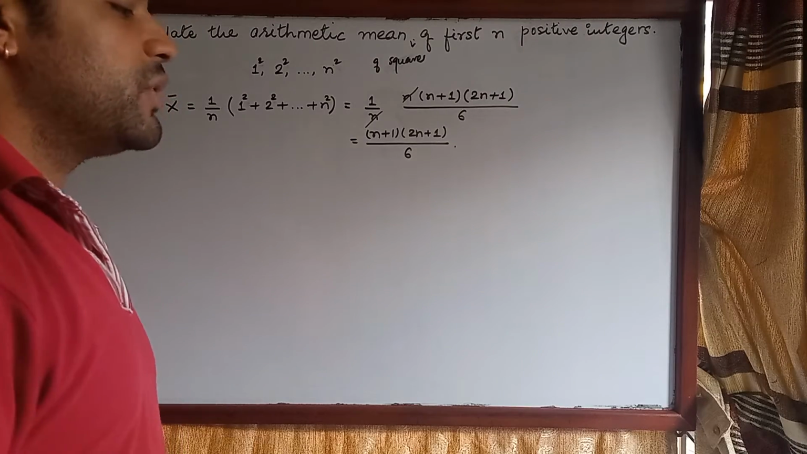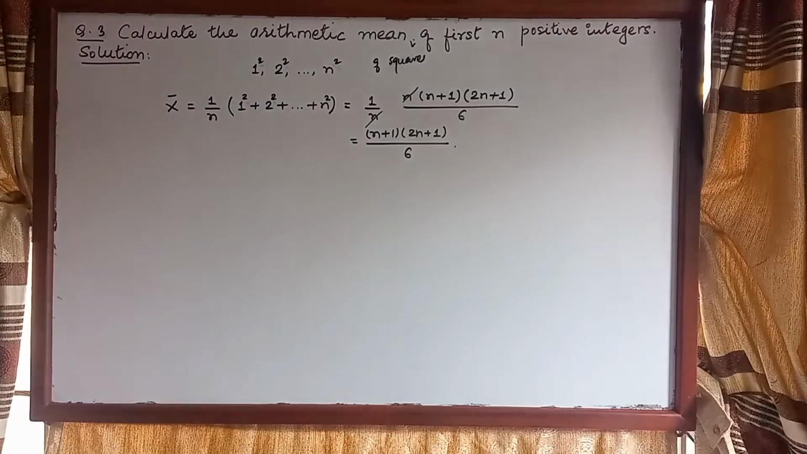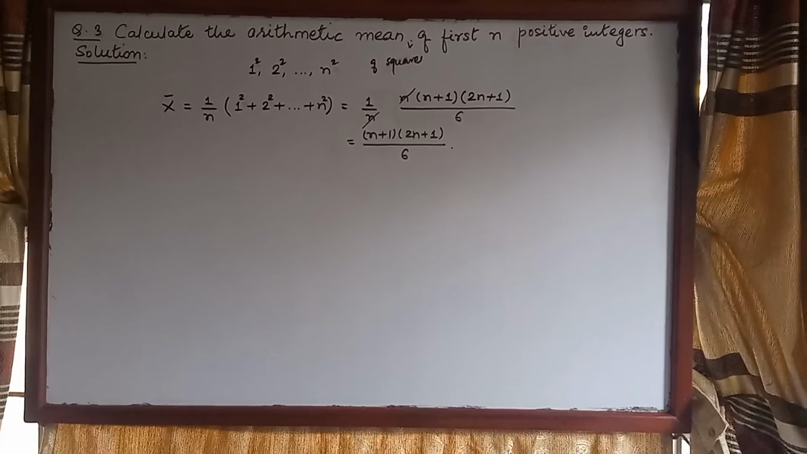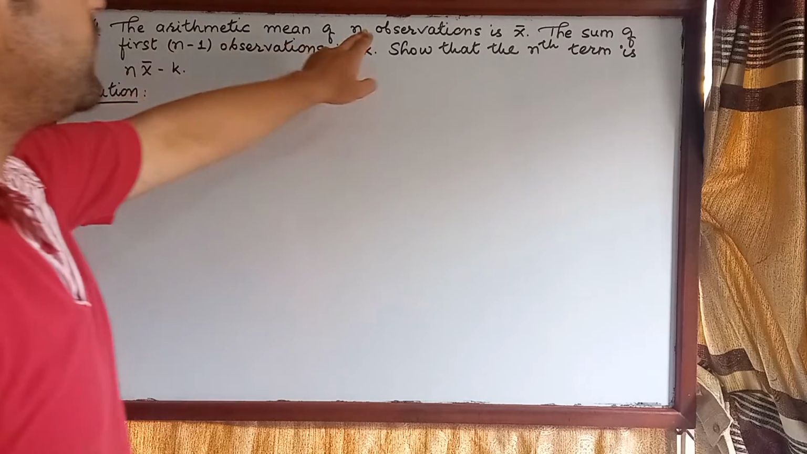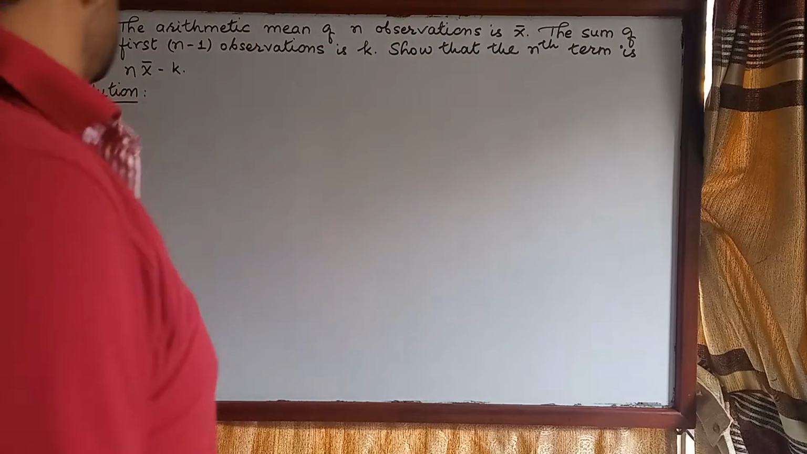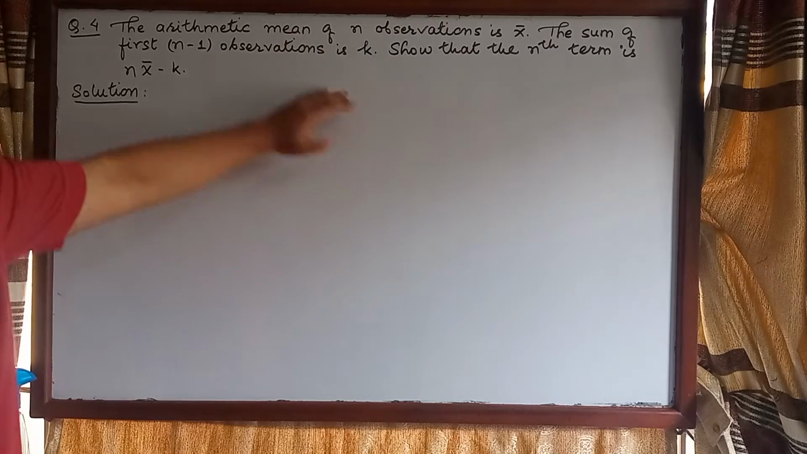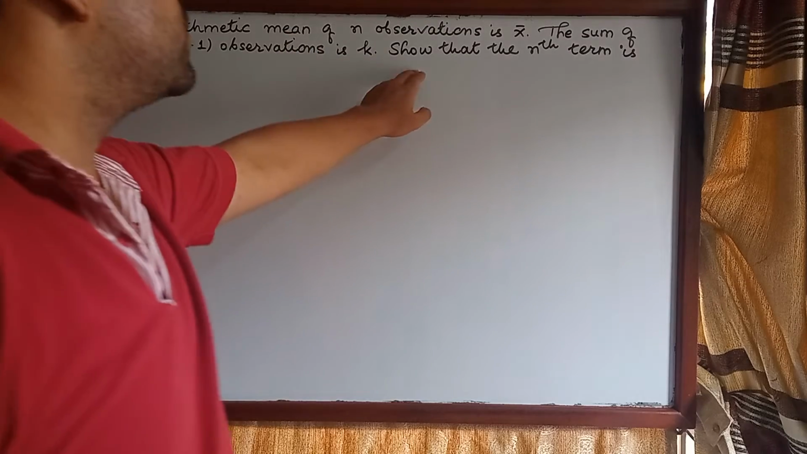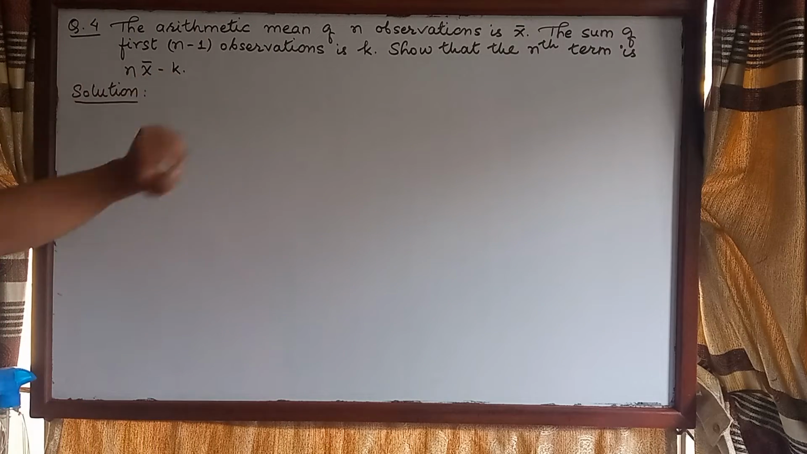Okay, now let me quickly copy another question I want to discuss. Okay, all right, this is the question I want to discuss now. What we're given is that the arithmetic mean of n observations is x bar. The sum of first n minus 1 observations is k. Then under this condition, we need to show that the nth term is nx bar minus k.